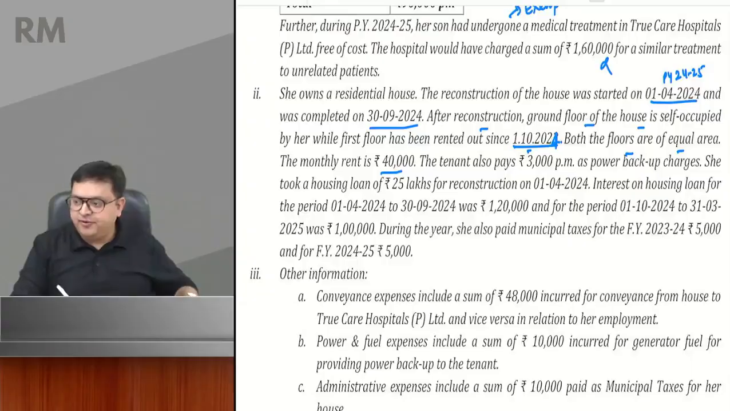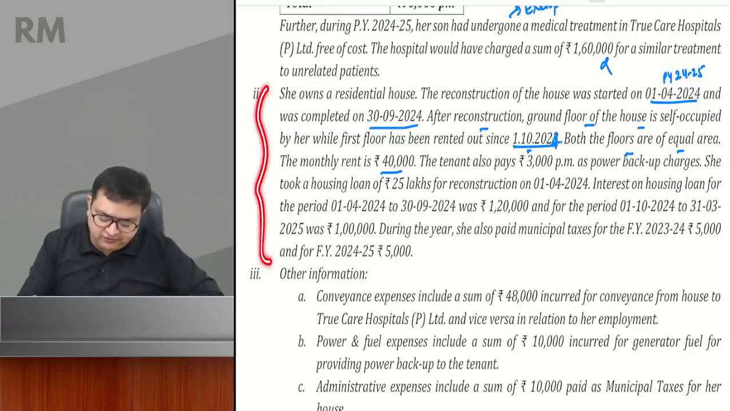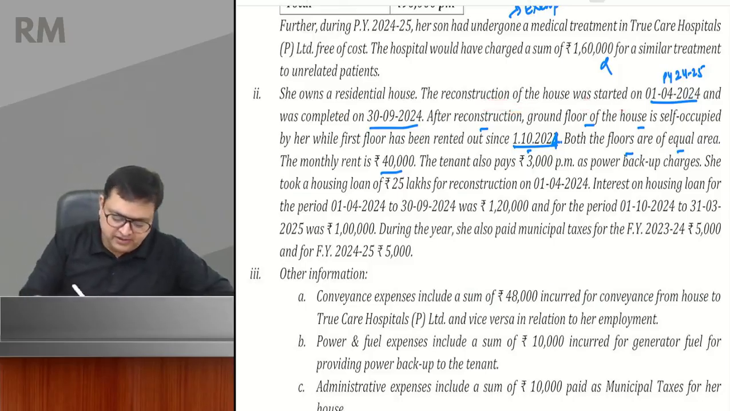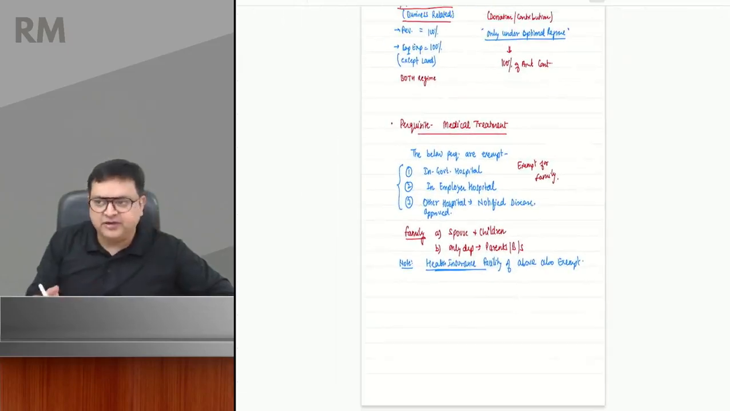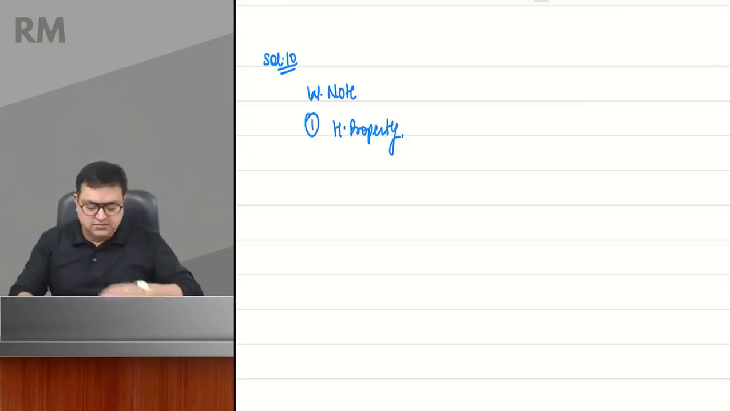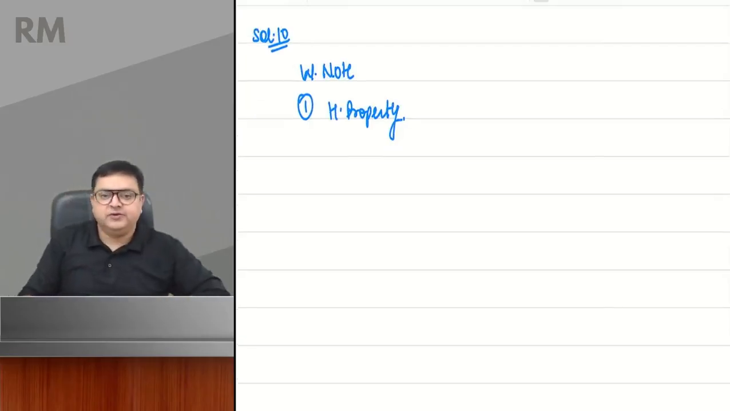Guys, this particular point is purely for house property. We have been given that she owns a residential house. The reconstruction of the house was started on 1st April. Everybody please write with me. So let us make the working note directly today. Let us understand this point. Solution number 10, and directly I'm making a working note here today: house property.